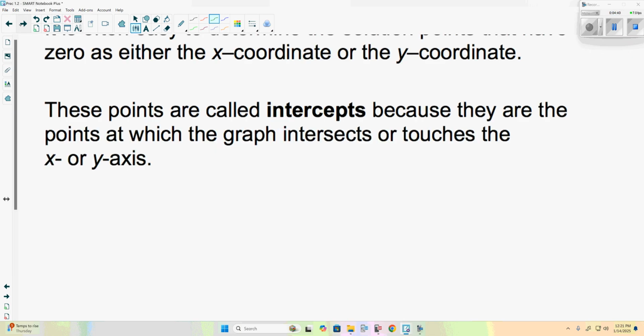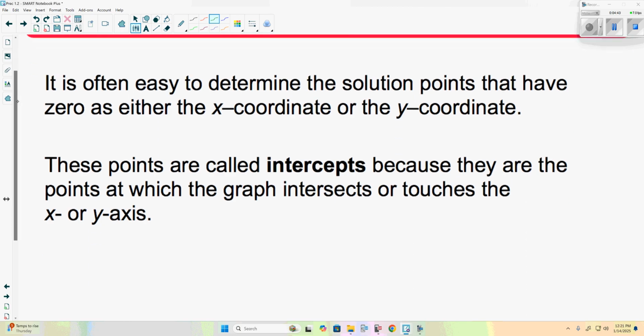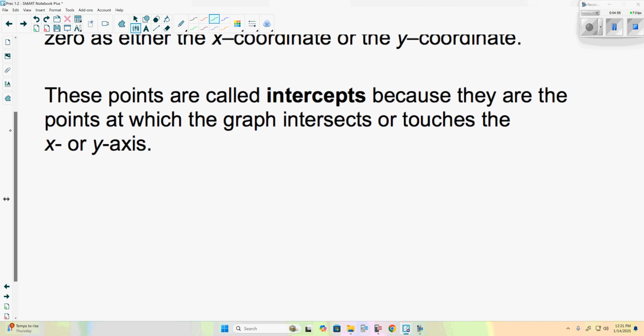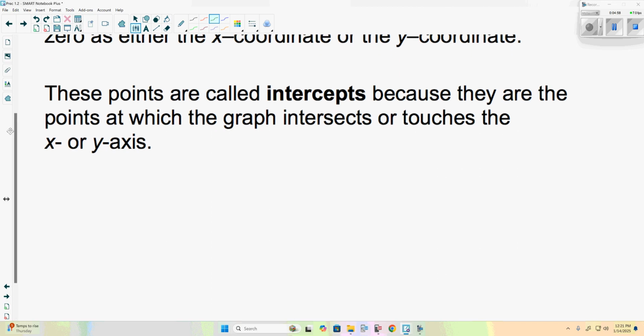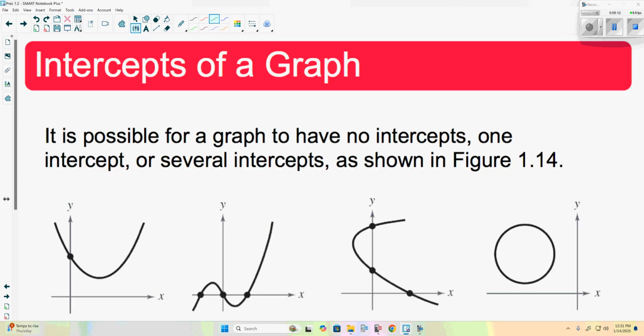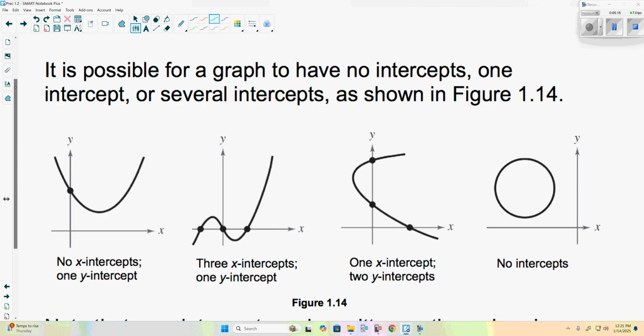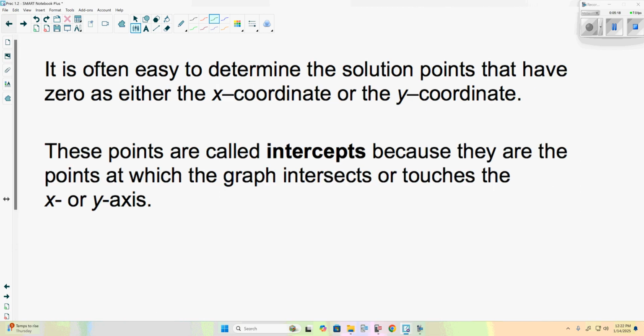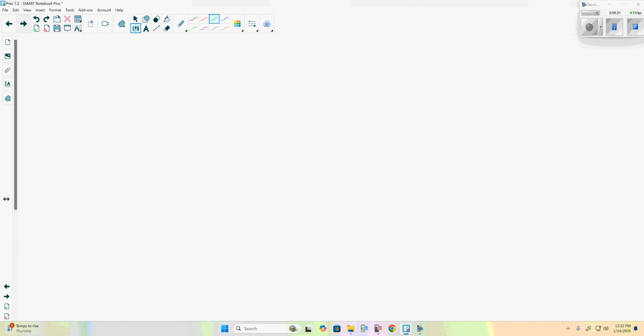Intercepts of graphs. Now, an intercept of a graph is where it crosses the x or y axis. That's all an intercept is. It's often easy to determine the solution points that have zeros as either the x-coordinate or the y-coordinate. These points are called intercepts because they are the points at which the graph intercepts the x or y axis. I didn't put everything in there, trying to save a little bit on paper, because we know what an intercept is. It crosses the x or y axis.